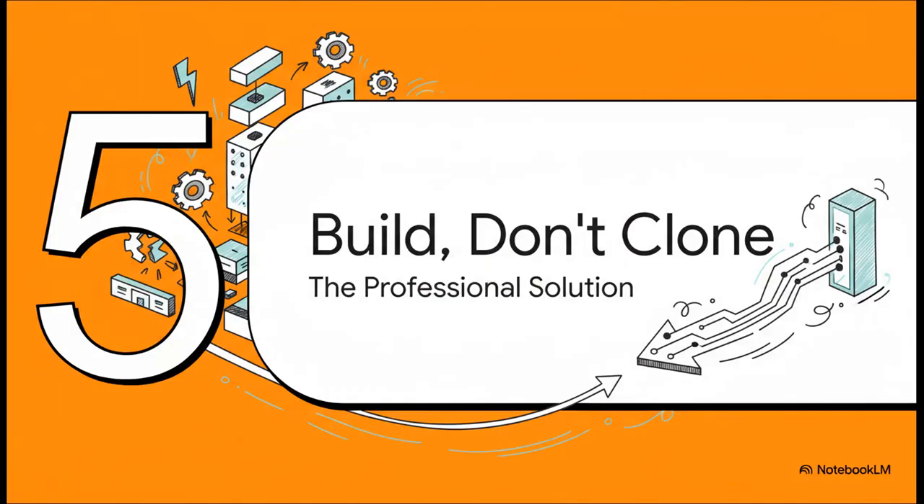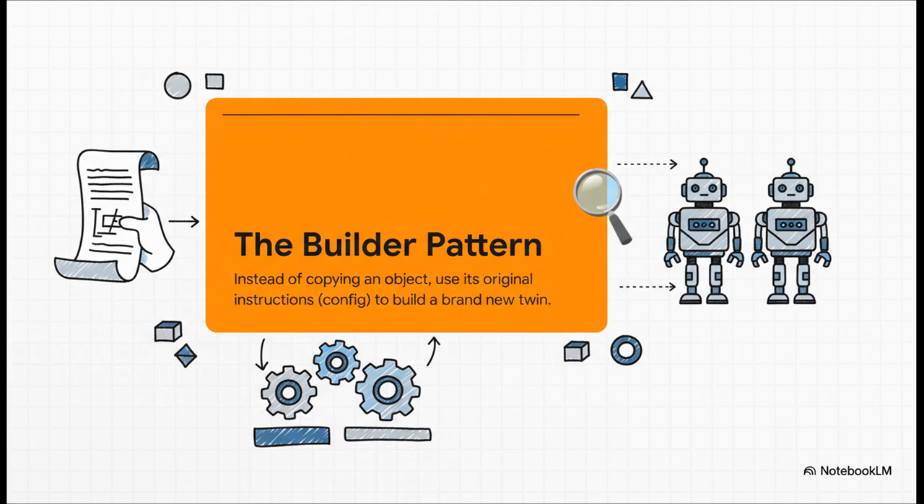Okay, so if cloning a live resource is a terrible, dangerous idea, what are you supposed to do? What's the right way, the professional way, to get a second connection? Well, the solution is actually way more elegant. It's a concept called the builder pattern. And the logic is so simple, but so powerful. You don't clone the finished thing. Instead, you go back to the original blueprints, the configuration, the instructions, and you use them to build a brand new, fresh, perfectly working twin from the ground up.